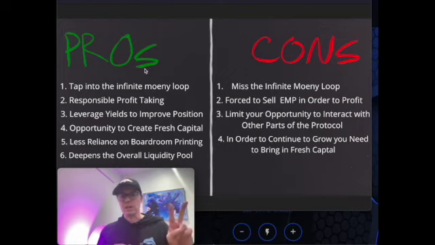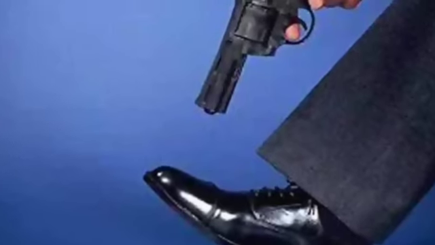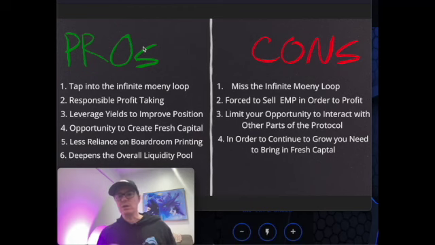The second one here is that you're forced to sell EMP in order to profit. And as Charlie puts it, you're shooting yourself right in the foot. And number 3 is that you start to limit your opportunities to interact with other parts of the protocol.